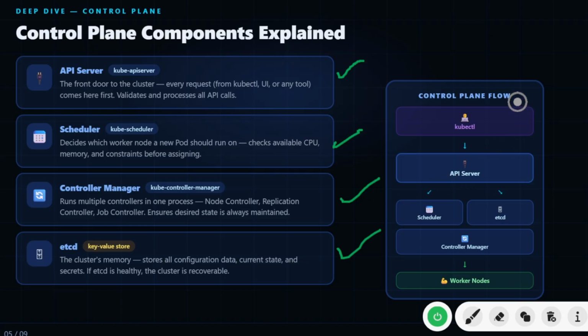On the right hand side, you can see the control plane overview. Whenever a kubectl command is used, it goes to the API server, then it moves to the scheduler, etcd, and the controller manager, and then the actual job is done by the worker node. So this is how a control plane workflow works.